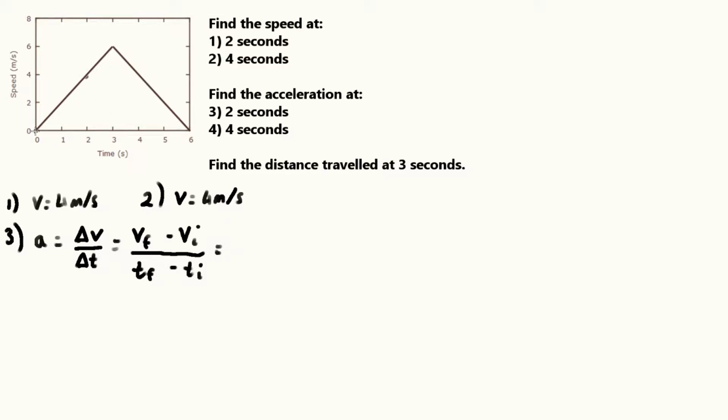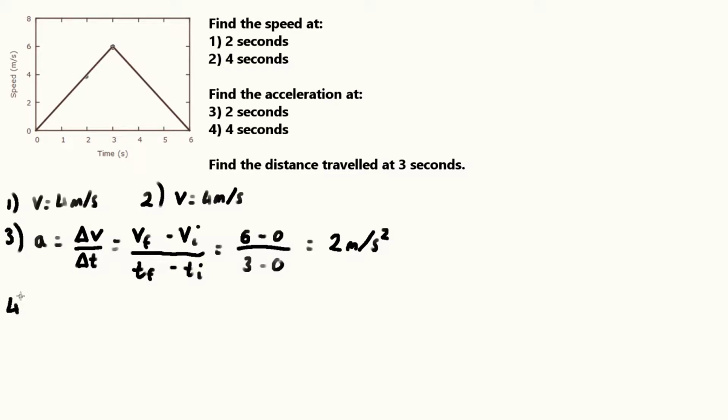We are considering the period with the same gradient, which is 0 to 3 seconds. We can see our final speed is equal to 6 meters per second. This is at the final time of 3 seconds. And we can see that our initial speed at 0 seconds is 0. Then we know that our final time is 3 seconds and our initial time is 0. This gives us 6 divided by 3, which is equal to 2 meters per second squared.